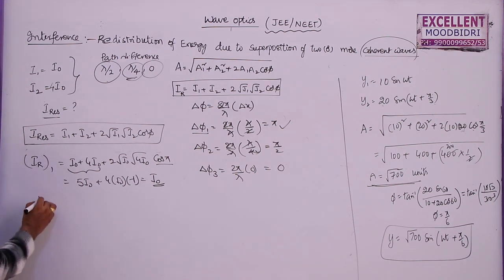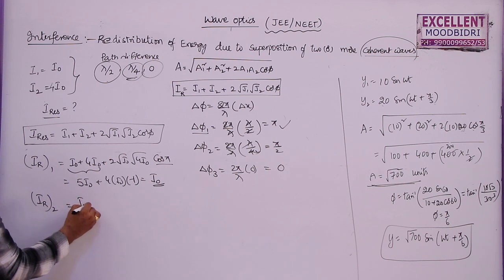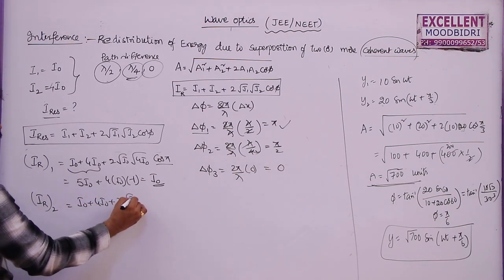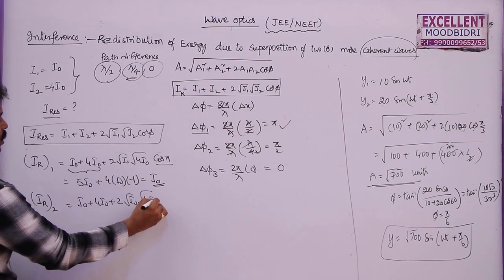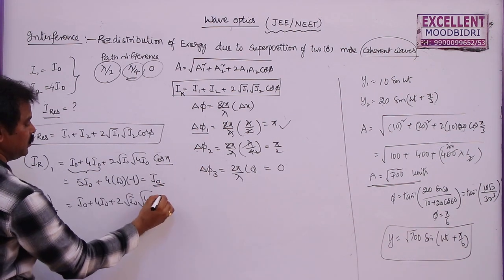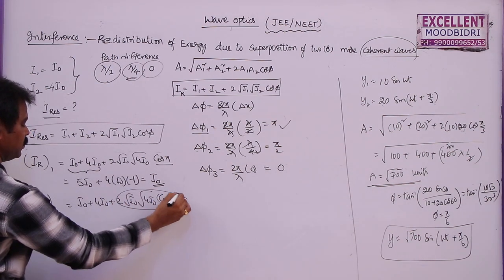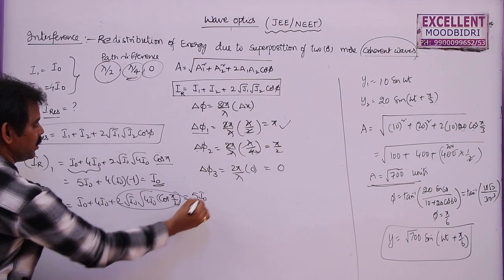Now in the second case, IR is equal to I naught plus 4 I naught plus 2 root I naught root 4 I naught cos 90, or pi by 2. This term will become 0. The answer will be 5 I naught.